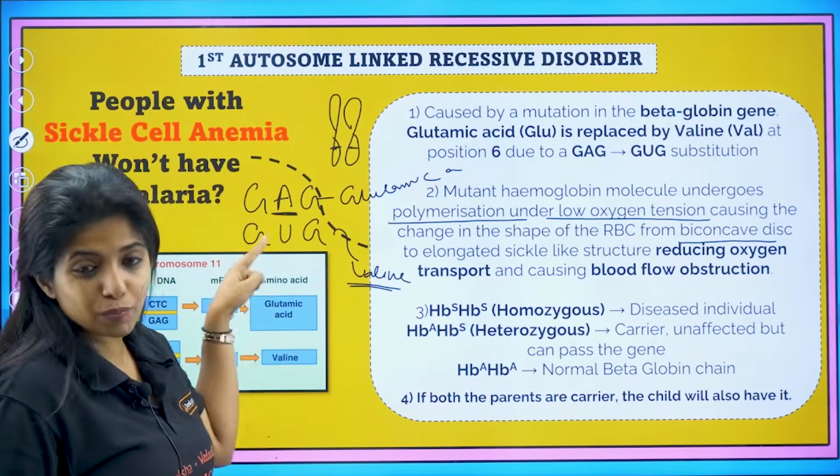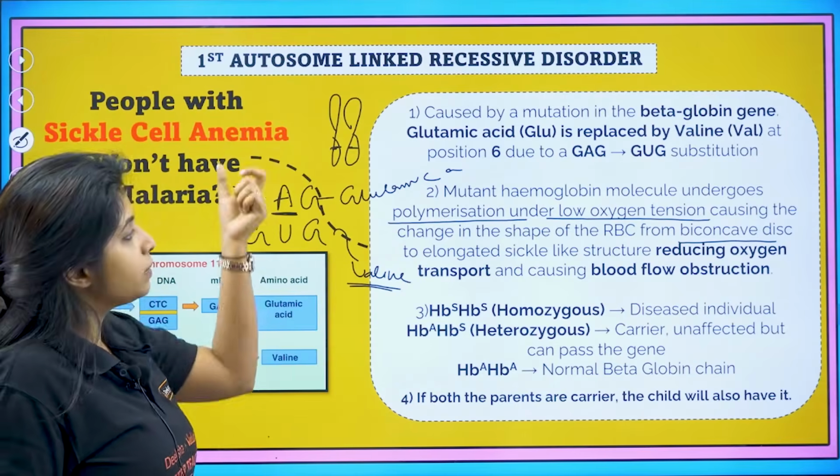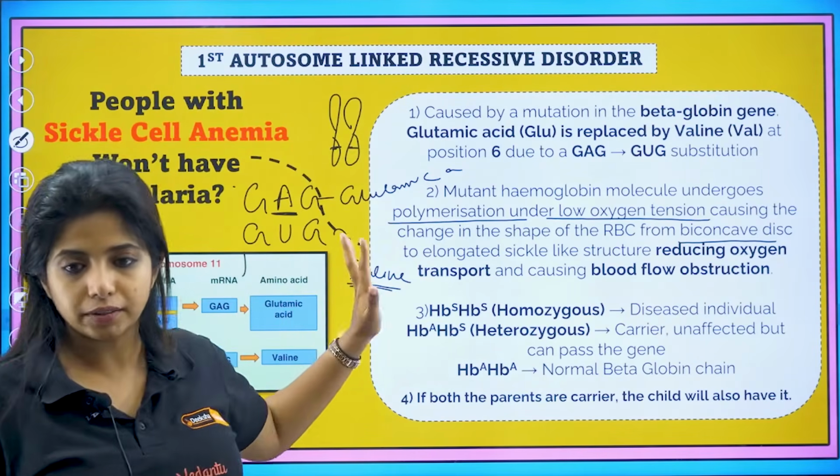And how do you remember this mutation? Remember, A comes before U, so it was A first and then it was replaced by U. Similarly, G comes before V, so glutamic acid was there first and then it was replaced by valine.